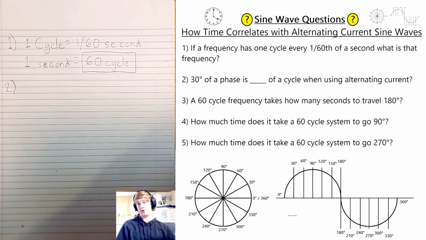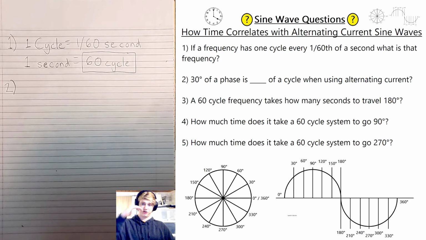And now number two, 30 degrees of a phase is what of a cycle when using alternating current? And it's asking how much of the cycle. So what fraction?